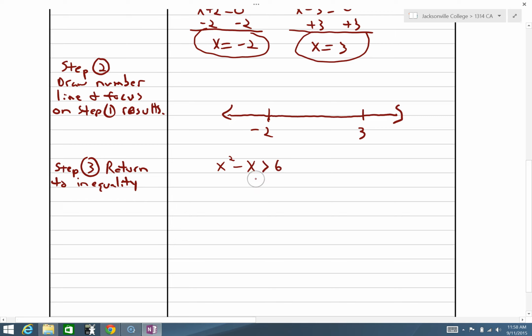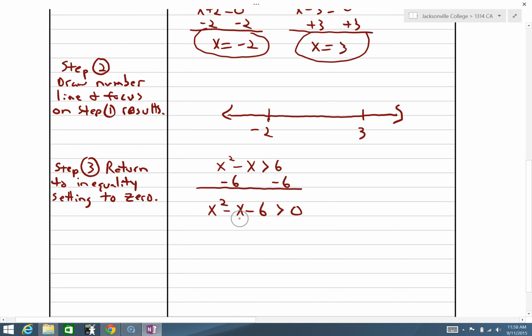I'm now going to set this inequality greater than or less than 0, whatever it may be. Return to inequality, setting to 0, meaning I'm going to get a 0 on this side of the inequality. So I'm going to subtract 6 on both sides. All right, on this side I can't combine. I have x squared minus x minus 6. That's that same quadratic expression as before.